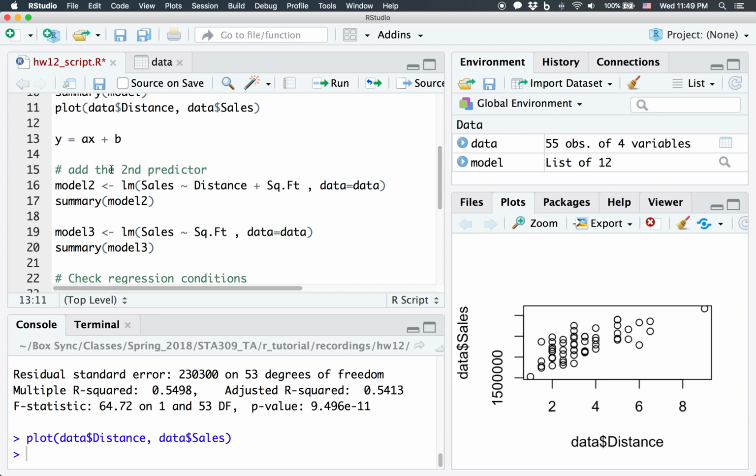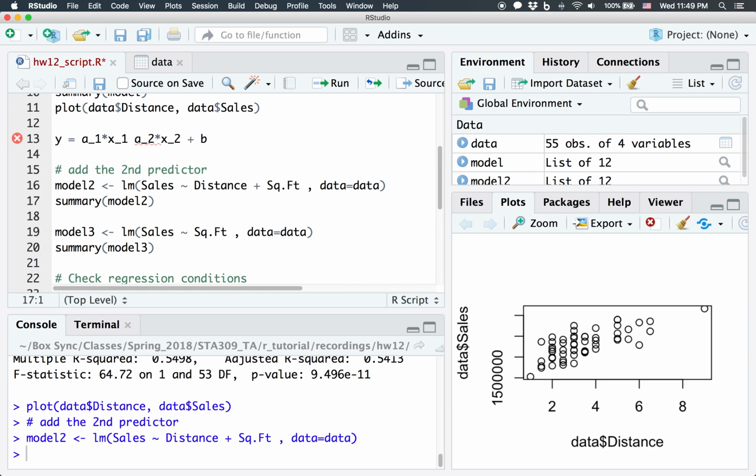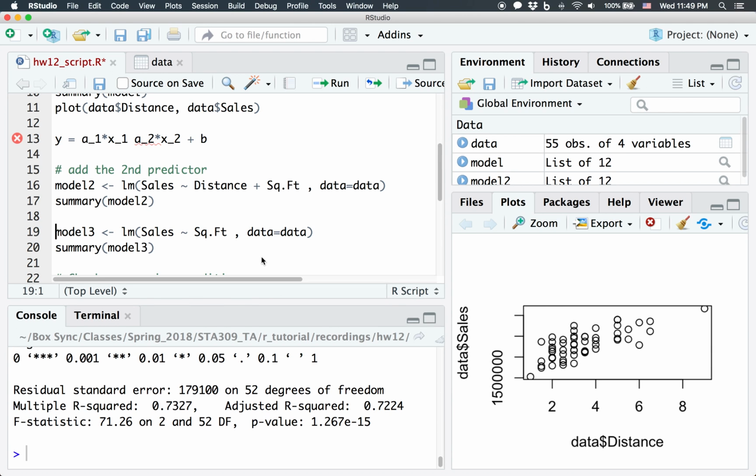Okay, so what I'm trying to do here is add a second x variable. So it's the same. This is our response variable, and this is the first predictor, and this is our second predictor. So this is the same as a1 times x1 plus a2 times x2 plus our intercept. Okay, let's run this one first, and then let's see the summary of our regression model.